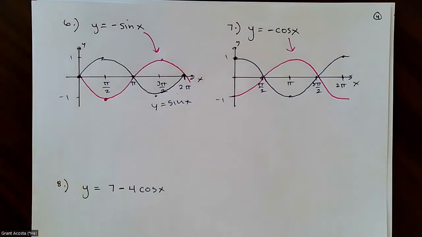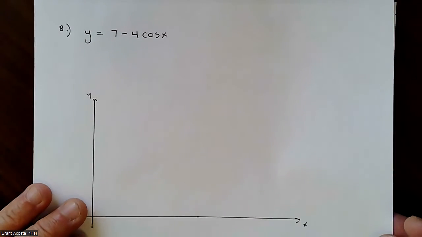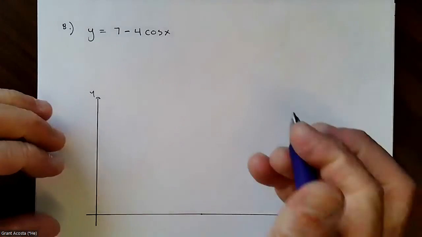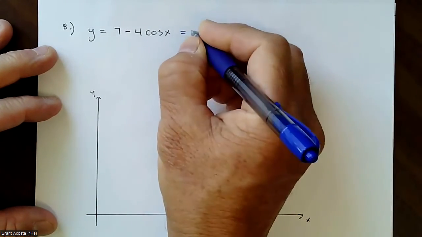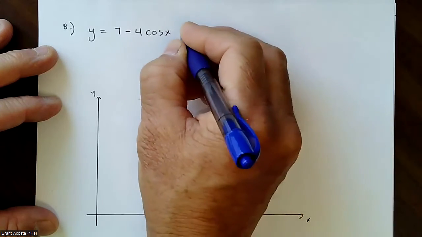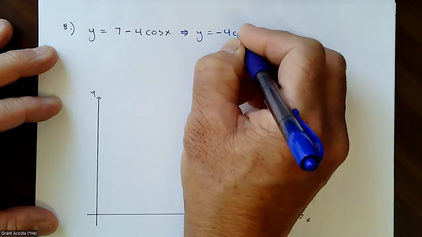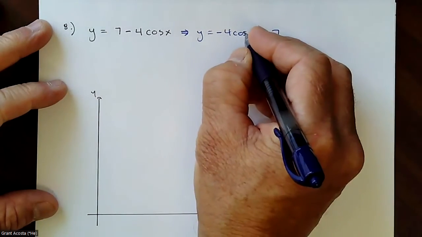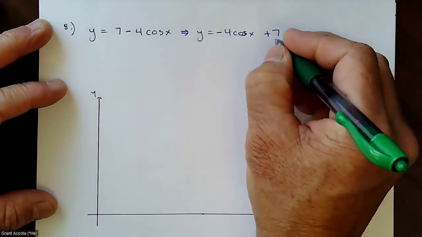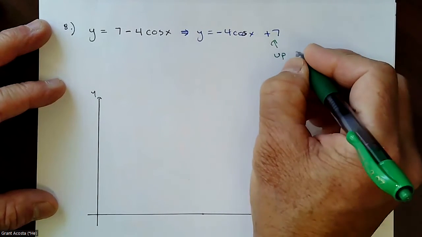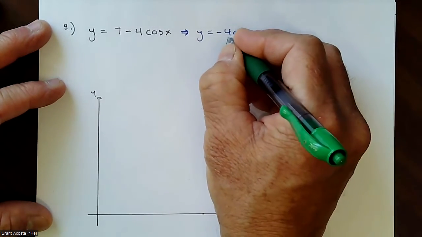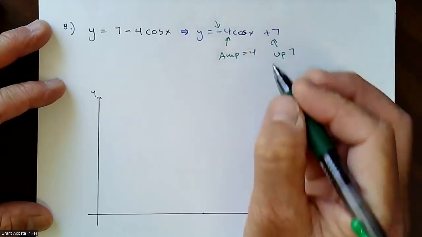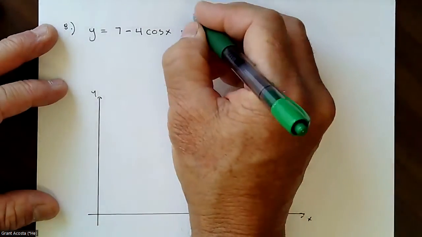One last example, putting everything together. If I'm going to graph y equals 7 minus 4 cosine of x, it might be helpful to think about this as y equals negative 4 cosine of x plus 7, just to kind of see it in the order that we learned it. We can identify the transformations here. This plus 7 is going to move my whole graph up 7. The 4 is going to affect my amplitude. And we can see this negative is going to cause a reflection over the x-axis.